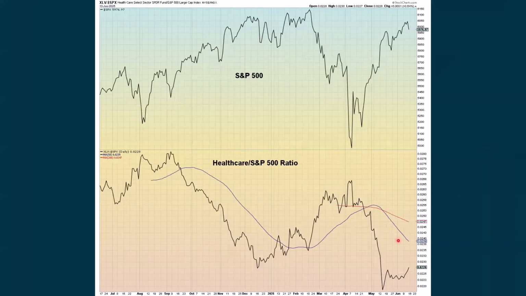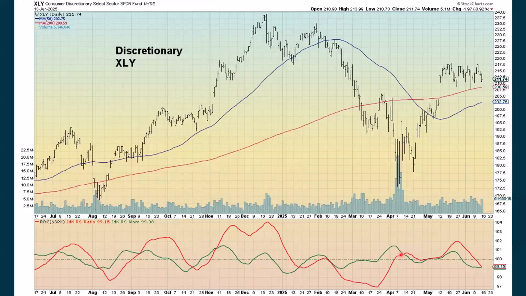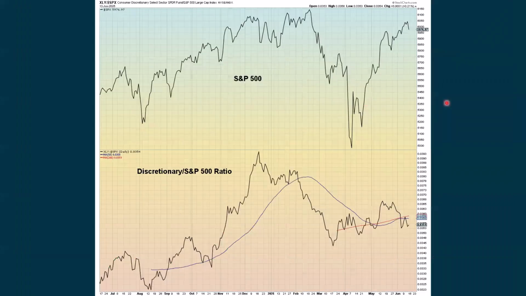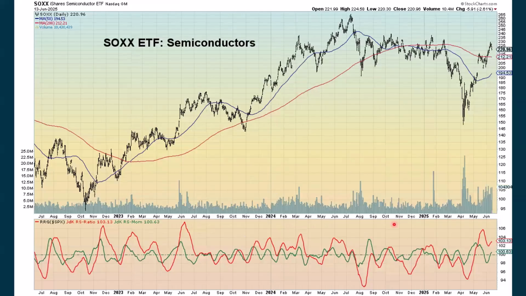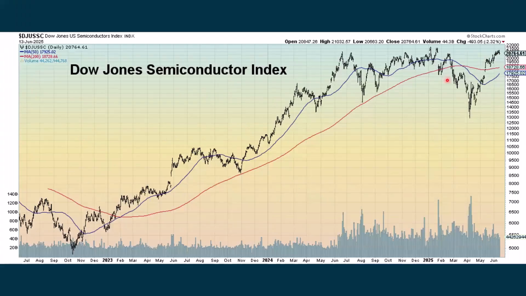But when we compare it to the S&P, not really doing all that well in a downtrend. Discretionary, chopping along sideways here in a downtrend all by itself, and underperforming, just kind of chopping around, not really getting much of a trend right now when we compare it to the S&P. Semiconductors, a huge growth area, still in a downtrend, but above both of the moving averages. And the Dow Jones Semiconductor Index also improving.